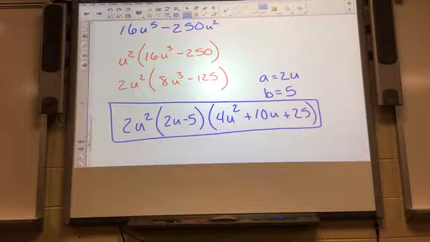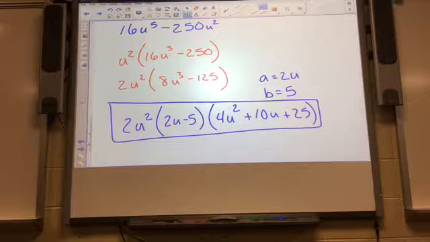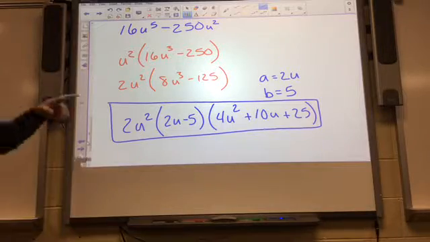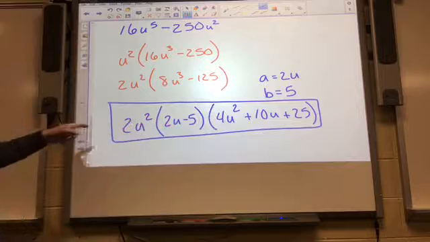Okay? Could you do the same problem, but with a sum of two cubes? Could I change that and put a plus in there and do the same thing? Yeah. What are the only things that would change? That and that, right? Otherwise, it's going to be exactly the same.